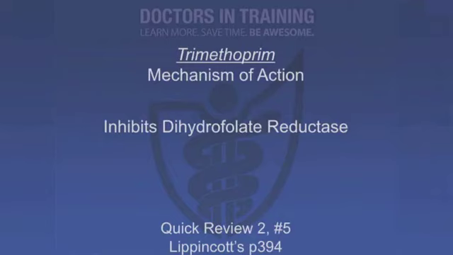Next question, what is the mechanism of action of trimethoprim? Well, trimethoprim inhibits the dihydrofolate reductase enzyme. So again, it acts on folate synthesis in the bacteria, but in a slightly different way than the sulfonamides do.